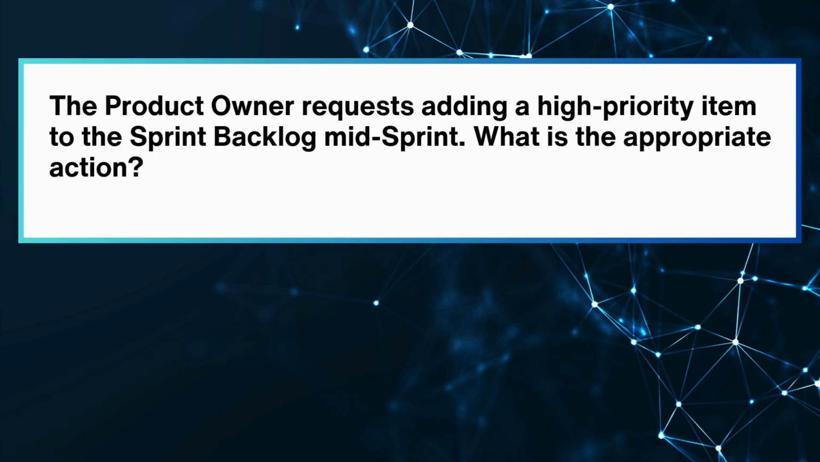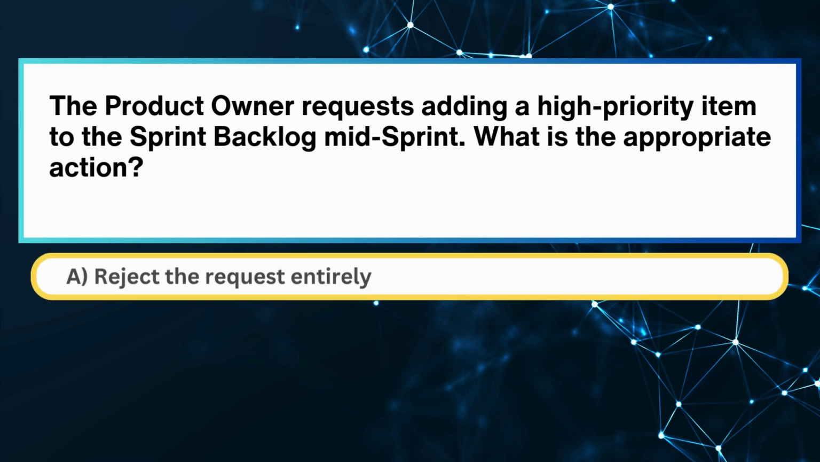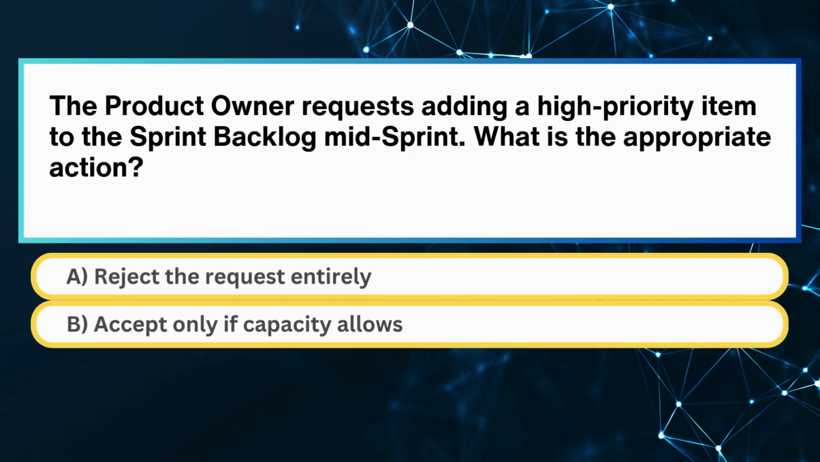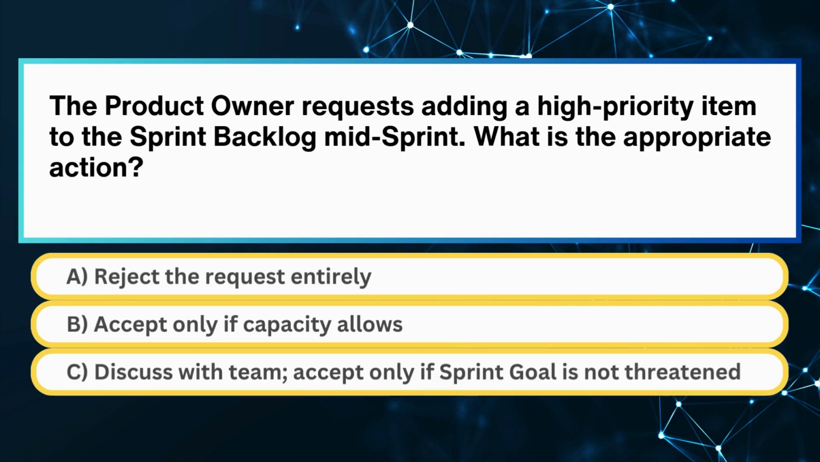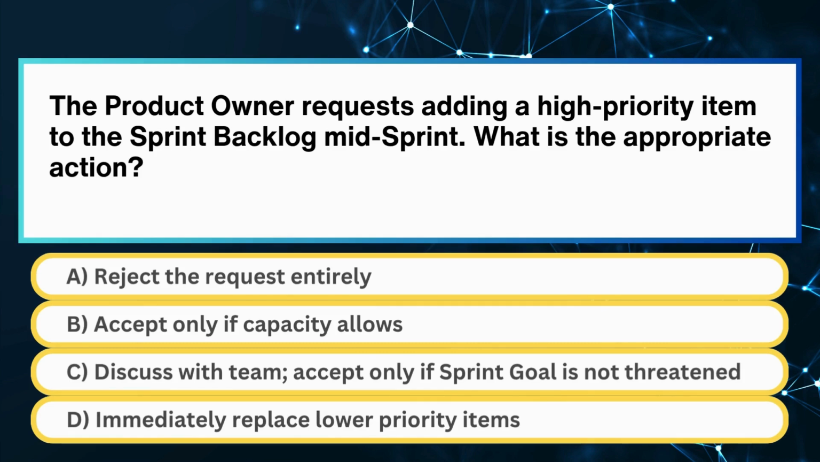The product owner requests adding a high-priority item to the sprint backlog mid-sprint. What is the appropriate action? Is it A. Reject the request entirely, B. Accept only if capacity allows, C. Discuss with team, accept only if sprint goal is not threatened, or D. Immediately replace lower priority items?